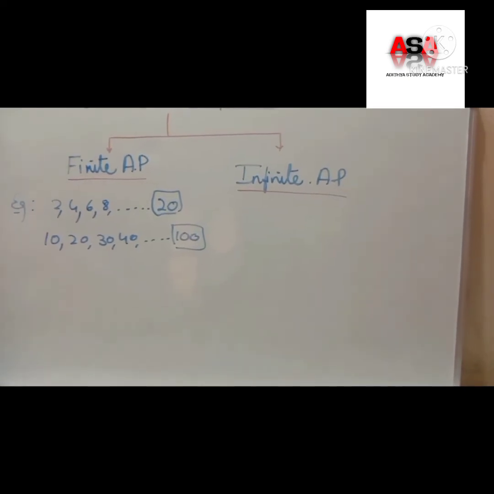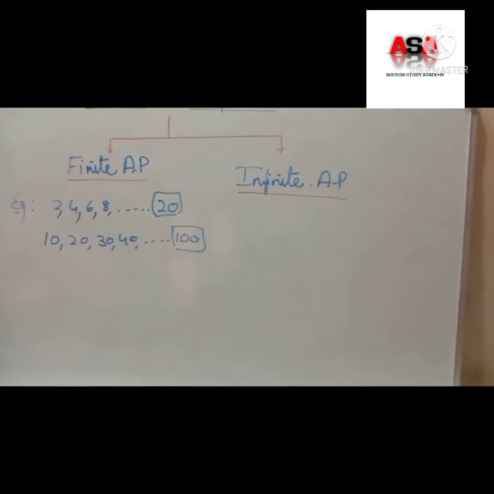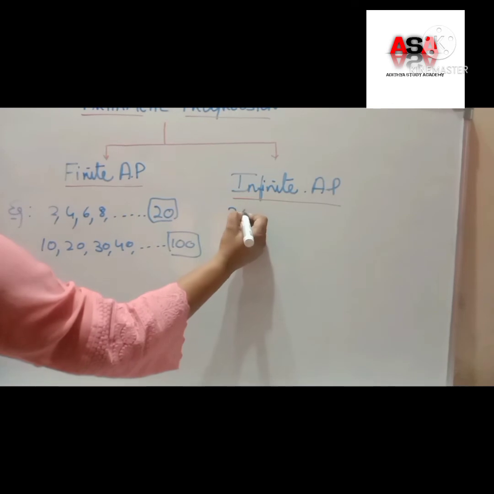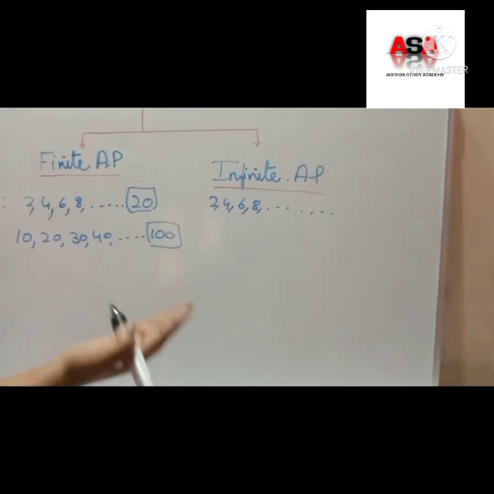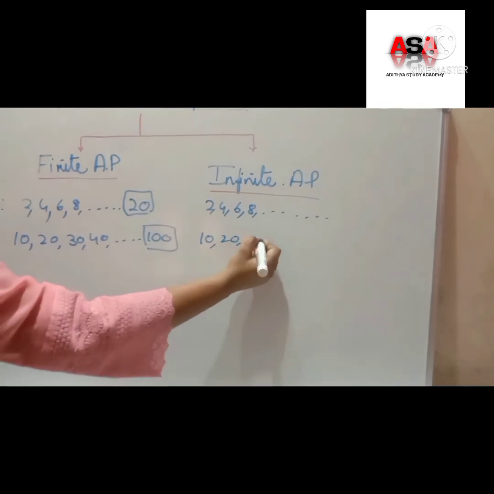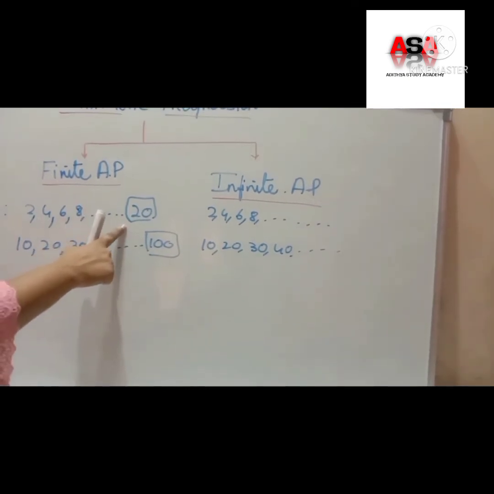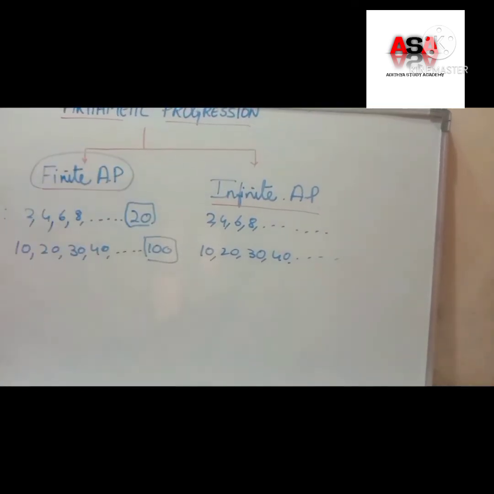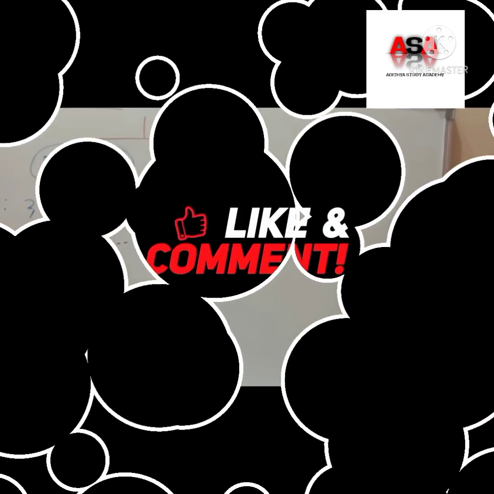Whereas an arithmetic progression which does not contain a countable series of numbers is called an infinite AP. Example, 2, 4, 6, 8, and so on. Means it continues. We don't know the last number. Like that, 10, 20, 30, 40, and so on. Here also we don't know the last number. If we have a last number, then we can count the terms easily, so it will be called a finite AP. Whereas here we don't know the last number, so it is called an infinite AP.